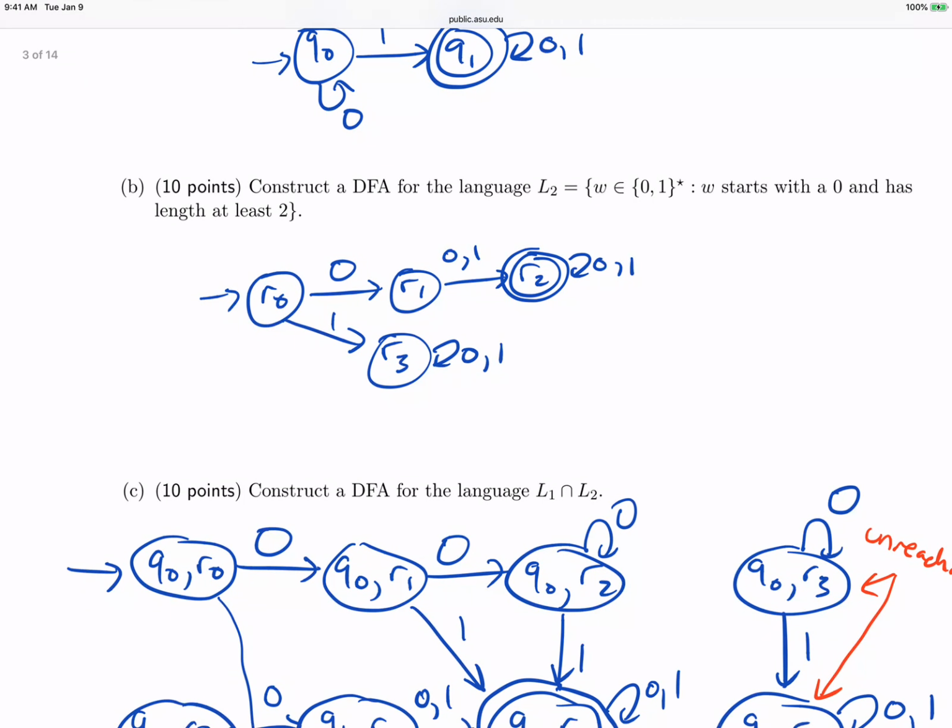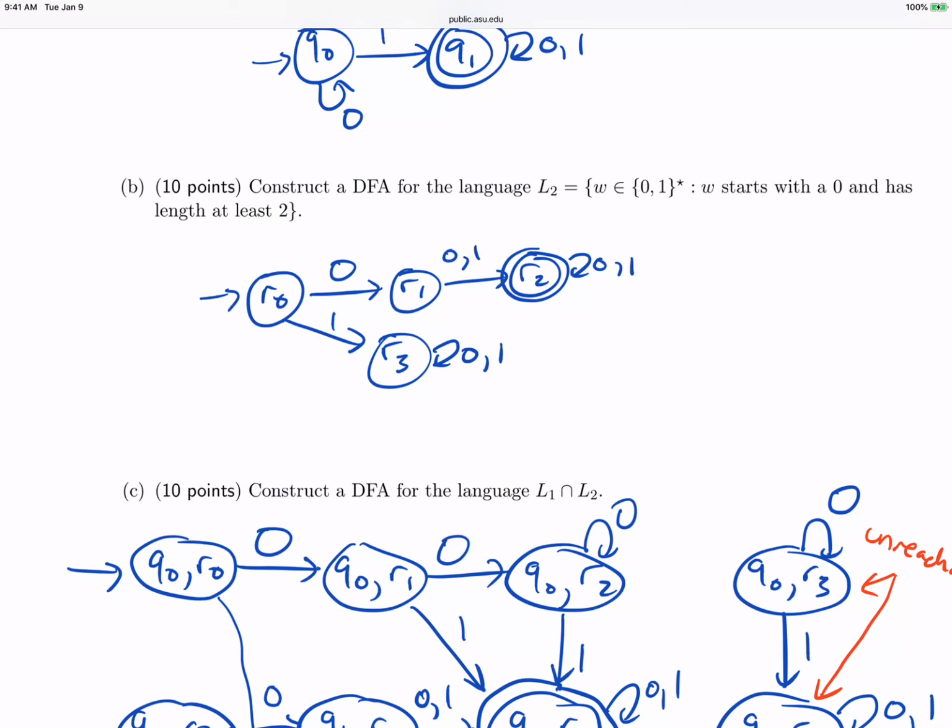For B, if you start with a 1, you should never accept after that, because the language L2 is: it starts with a 0 and something else. So if it starts with a 1, it can't be in that language, which is why the transition goes to R3, and then it just loops on everything.